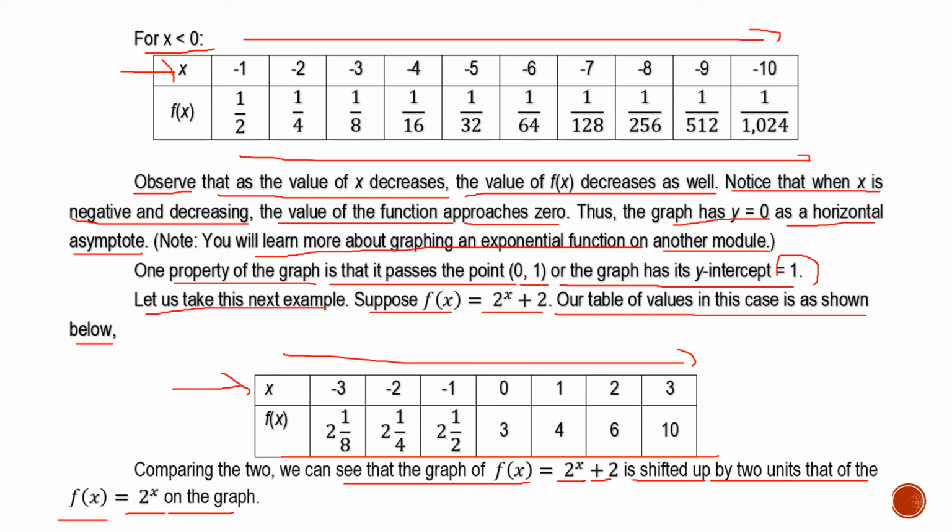So your 2 units here will be dependent on the value of this term. If that is 2, then it shifted up by 2 units. If that is 3, the graph shifted up by 3 units. So it will be dependent on the value in this given function.